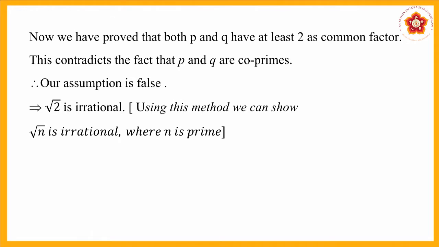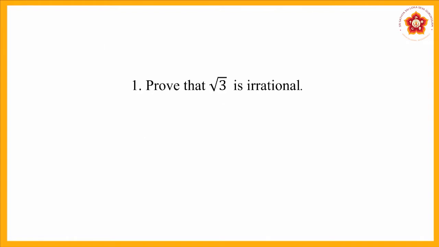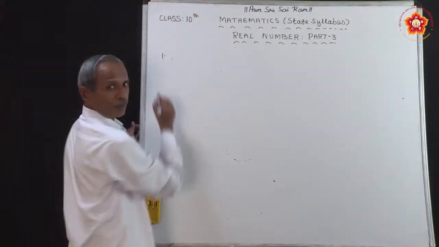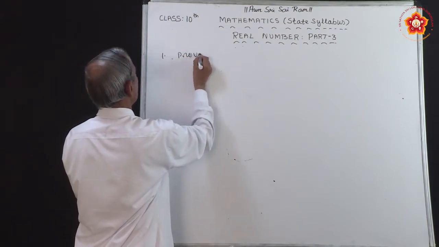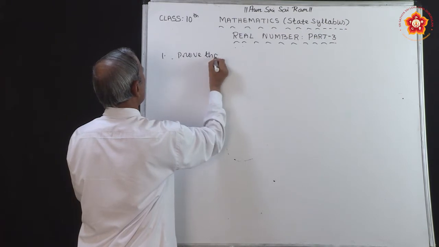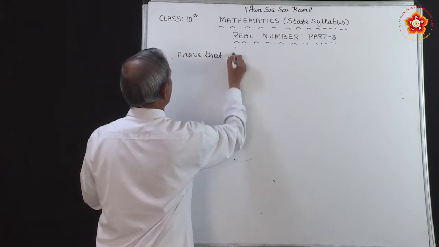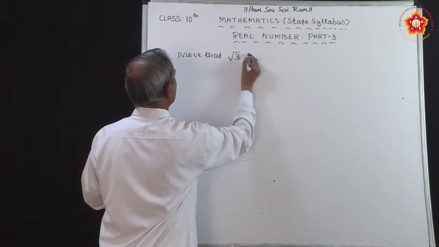Using this method, we can show square root of n is irrational where n is a prime number. Now let us do some problems based on this theorem. The first problem is: prove that square root of 3 is irrational.